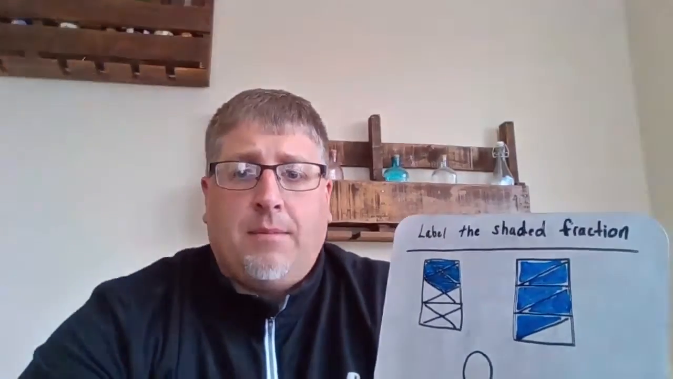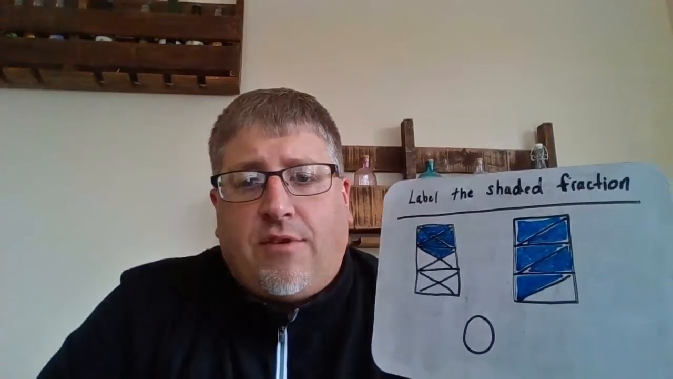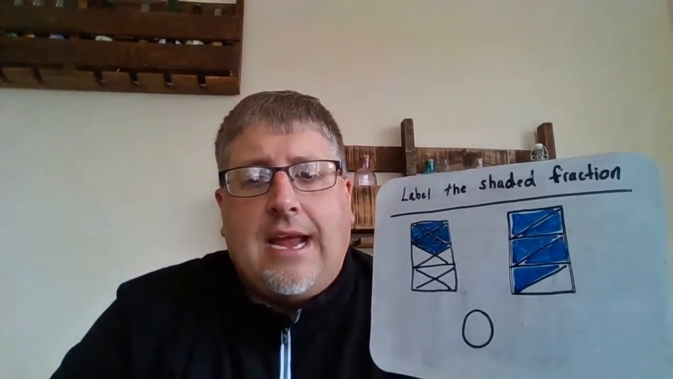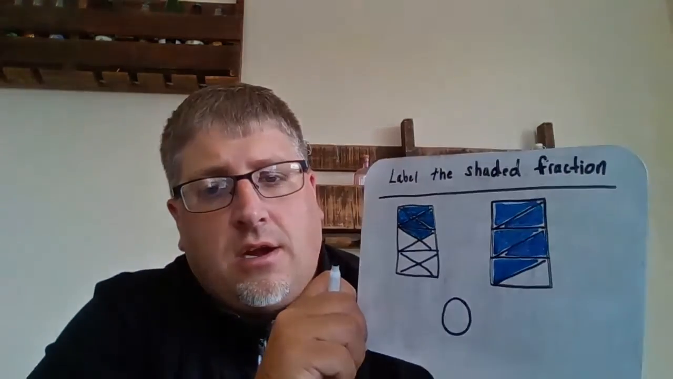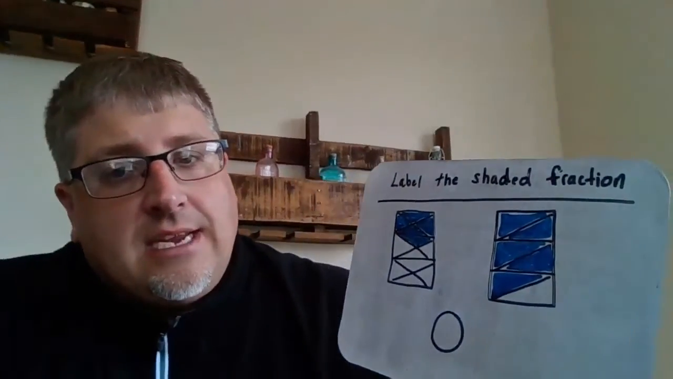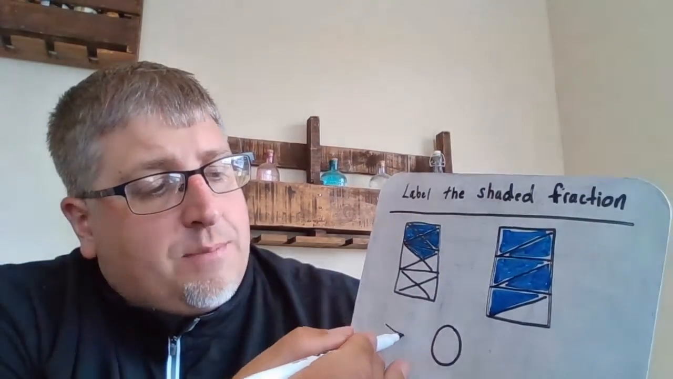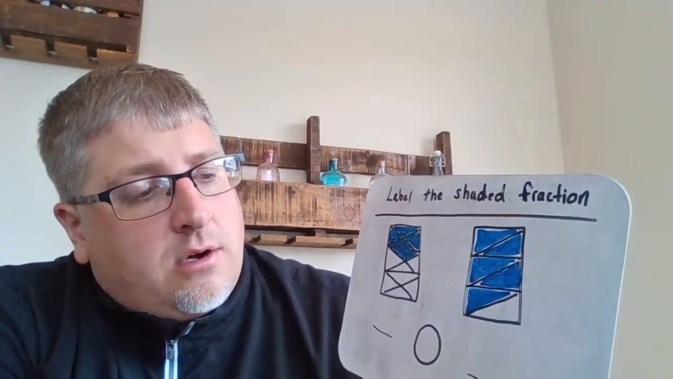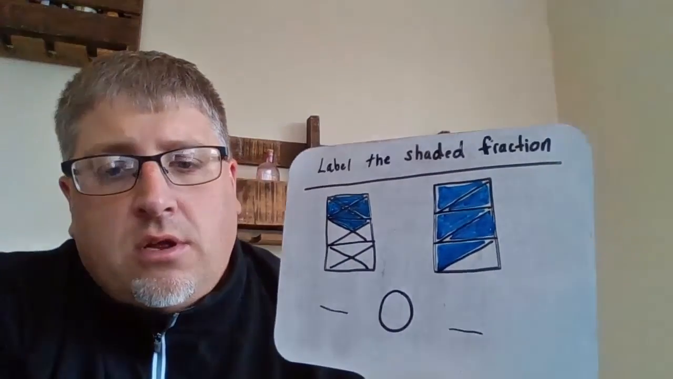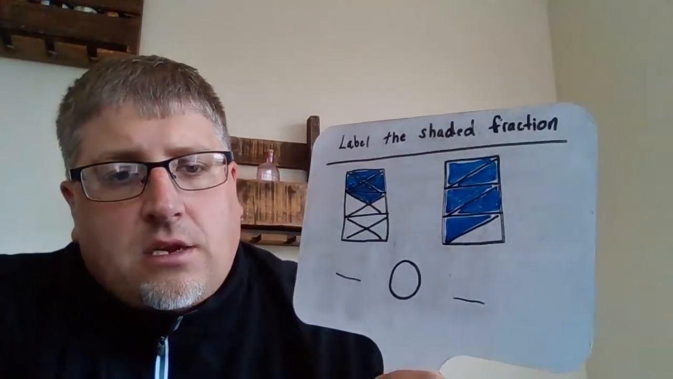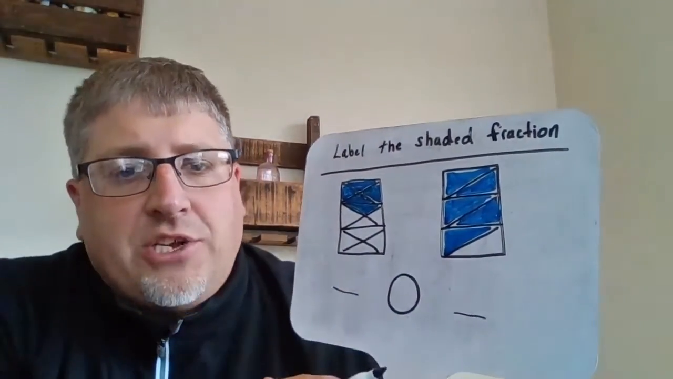So let's start off with a label. We have, label the shaded fraction. So I already went ahead and colored everything in here. All right, and as you can see, our circle here represents where our symbol is going to go. But before we do that, let's set up two fractions here.